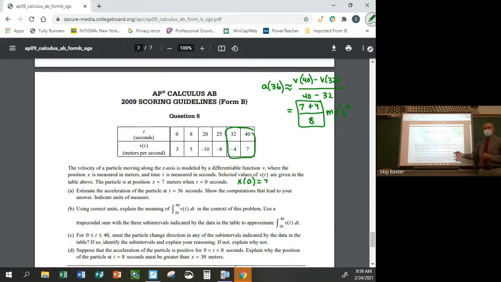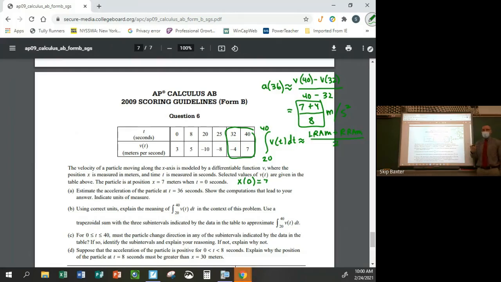They might not give you full credit if you don't use the units in describing that. Then it says use a trapezoidal sum of the 3 subintervals indicated by the data to approximate this integral. Okay, so the integral from 20 to 40 of v of t dt is approximately equal to, this is the way I was taught, L ram plus R ram divided by 2.